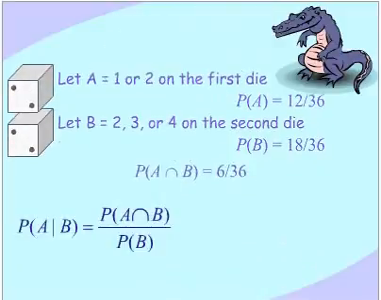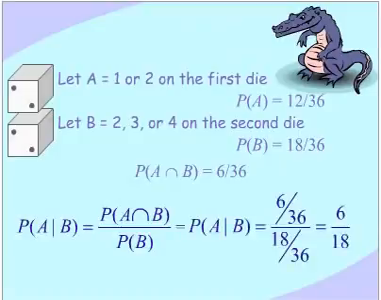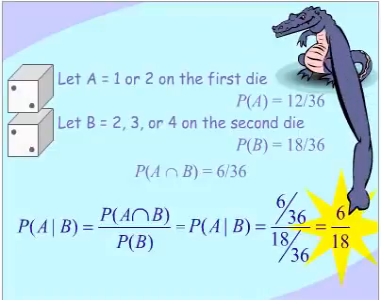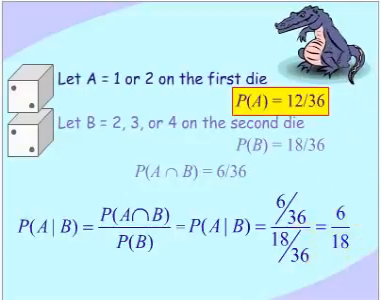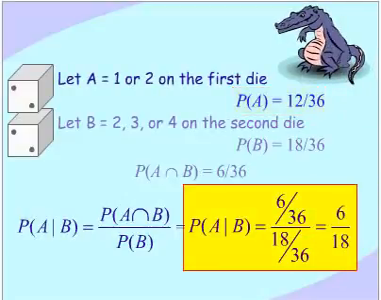What does the probability of A given B equal? By the formula, the probability of A given B is 6/36 divided by 18/36, which is 6/18. In other words, this says that of the 18 possible outcomes in which the second die shows a 2, 3, or 4, 6 of them have a 1 or a 2 on the first die. We've also shown that the events A and B are independent, since the probability of A equals the probability of A given B.